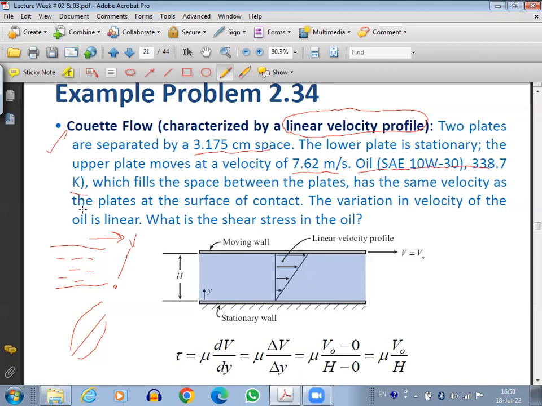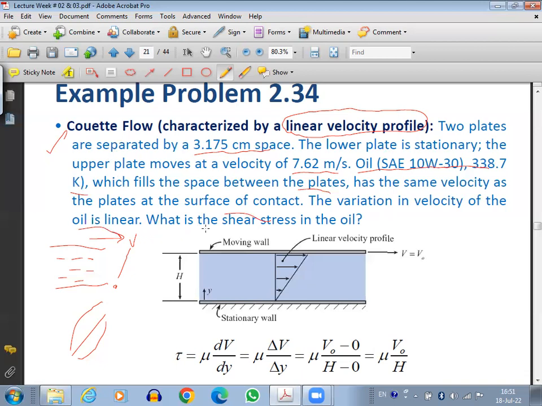Now, why is this specification of the oil given? Because based on the specification, we can determine the viscosity. There are tables for different kinds of oils, and corresponding to different temperatures, we can get the value of viscosity of the oil. But most probably, I will not provide you the table and ask you to find the viscosity for this oil. I will directly provide you the viscosity. The oil which fills the space between the plates has the same velocity as the plate at the surface of contact. The variation in velocity of the oil is linear. That is why it is Cauchy flow.